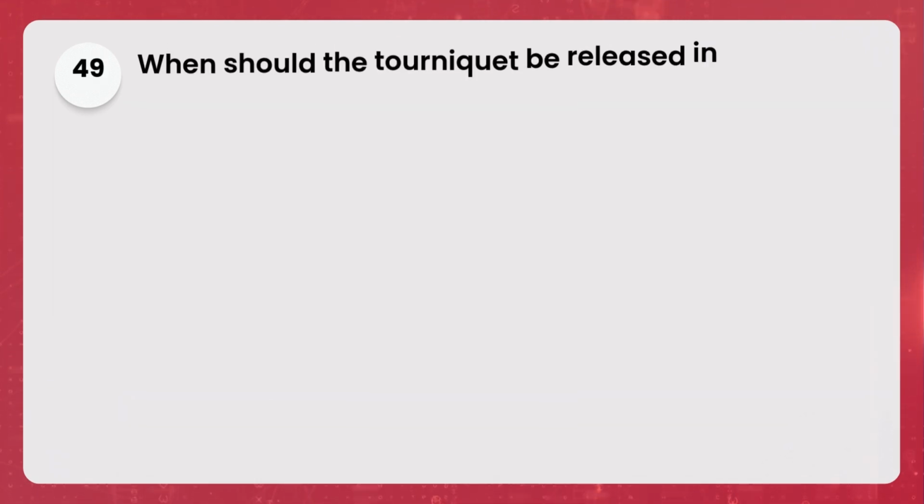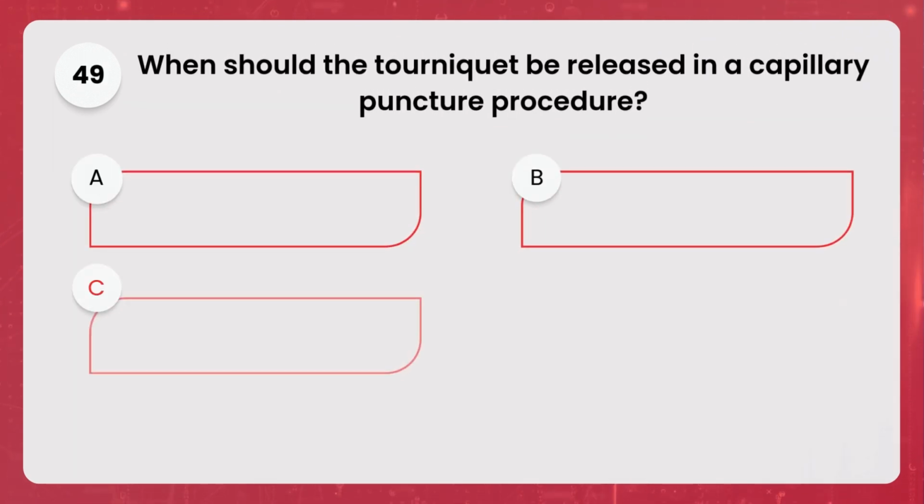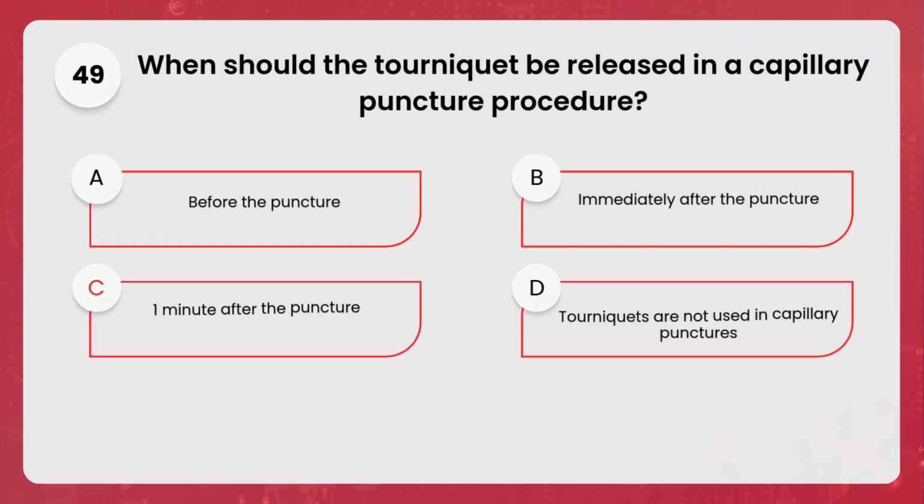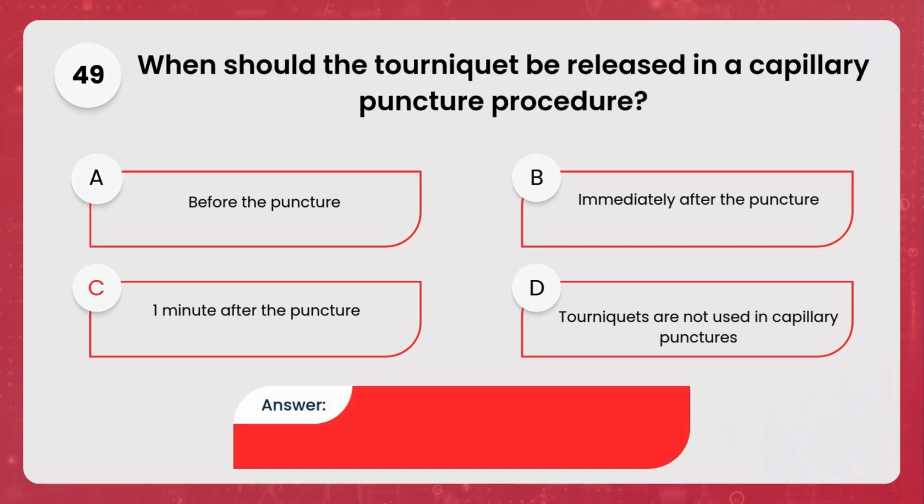Number 49. When should the tourniquet be released in a capillary puncture procedure? A. Before the puncture. B. Immediately after the puncture. C. 1 minute after the puncture. Or D. Tourniquets are not used in capillary punctures. The answer is D. Tourniquets are not used in capillary punctures.